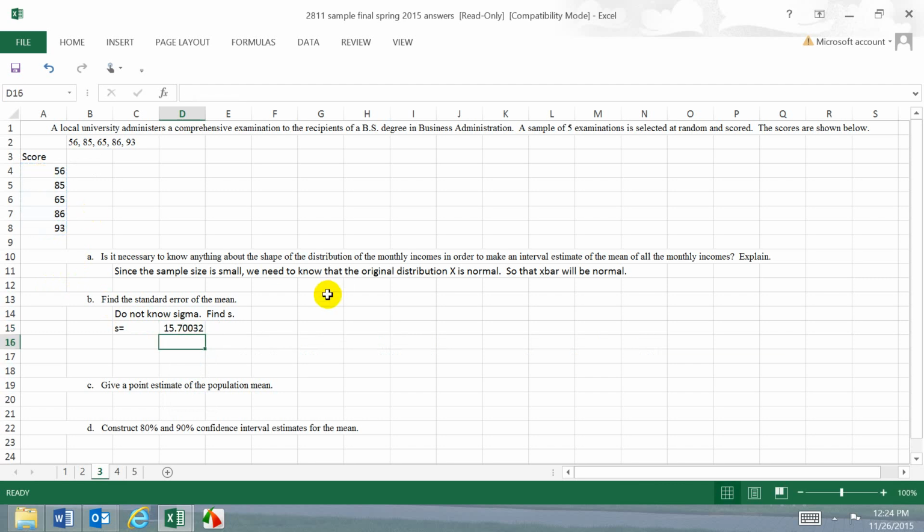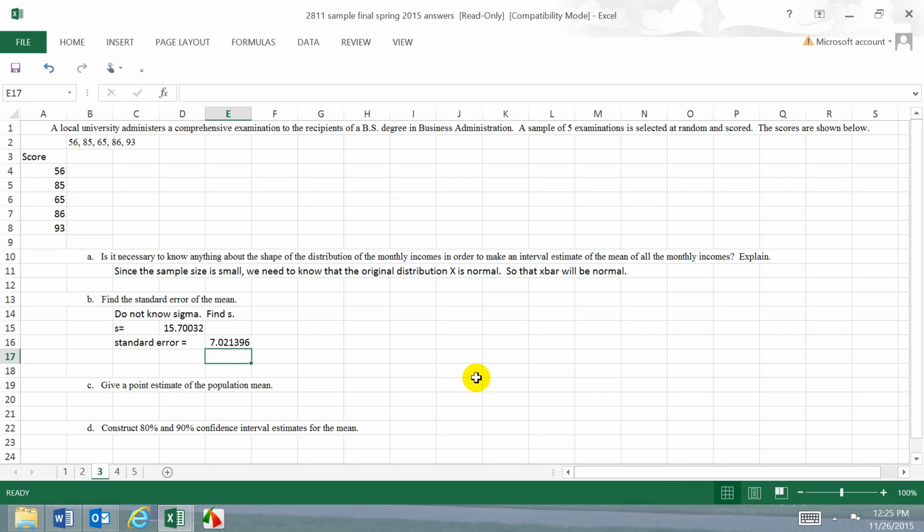And there's the standard deviation, but not of x bar. That's not the standard error. That's the standard deviation of x. Now the standard error, which is the standard deviation of x bar, is going to be S over the square root of n, and n is 5. So the standard error has the same formula as when you had sigma, which was sigma over the square root of n. If you don't know sigma, then you use S, the standard deviation of the sample, and take S over the square root of n.